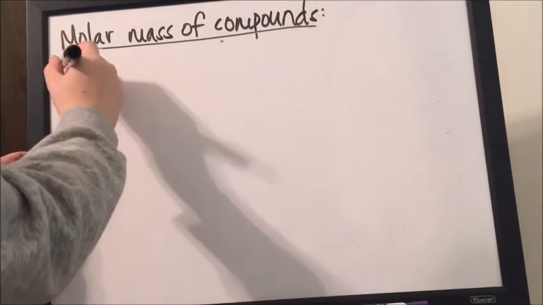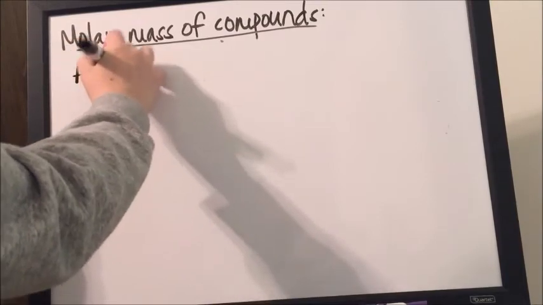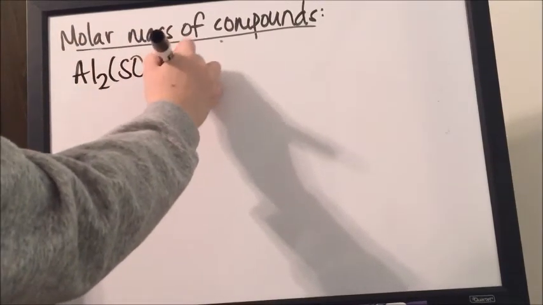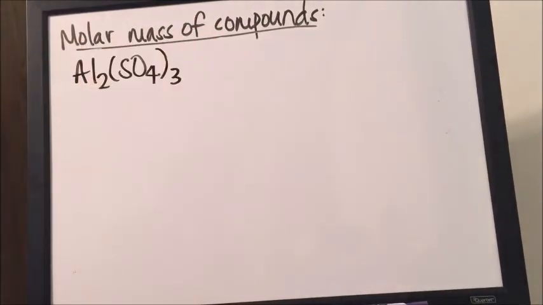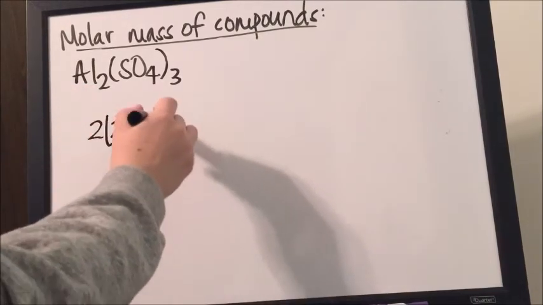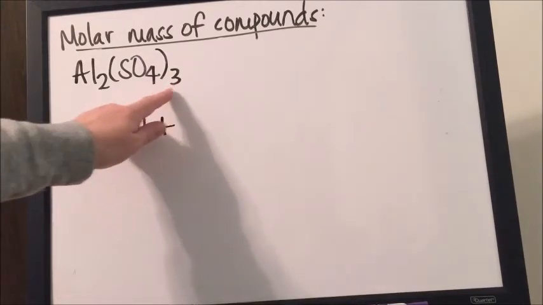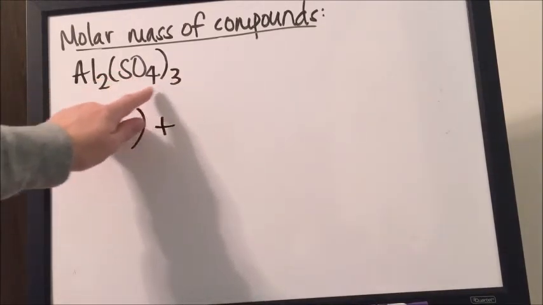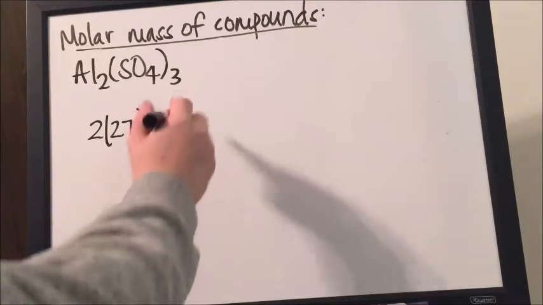Alright, so my formula was Al2(SO4)3. Now again, there's multiple ways to think about doing a molar mass for this. The first way I'm going to do it is a single atom approach. So I have 2 aluminums. Aluminum's molar mass is 27. I'm going to add to that the fact that I have 3 sulfurs, so we're distributing this.